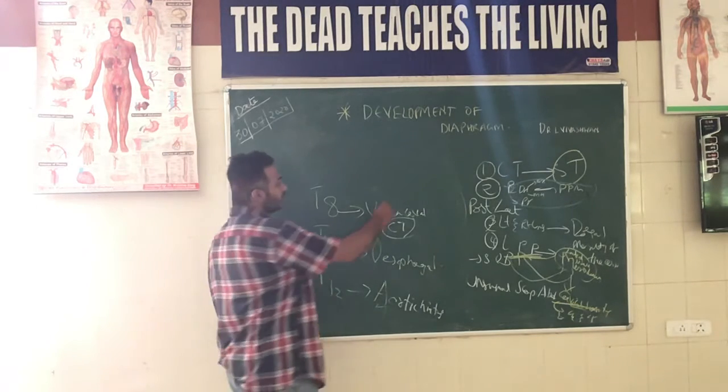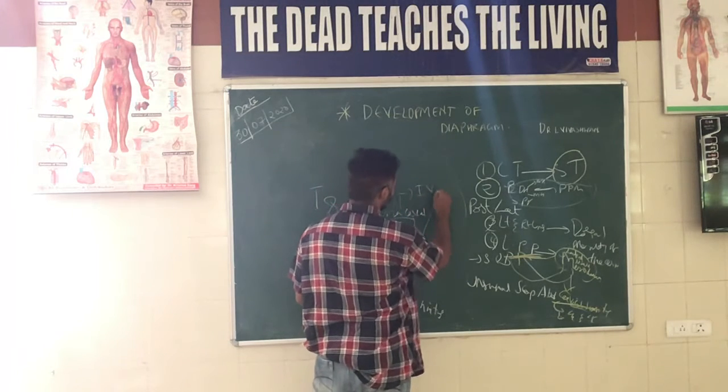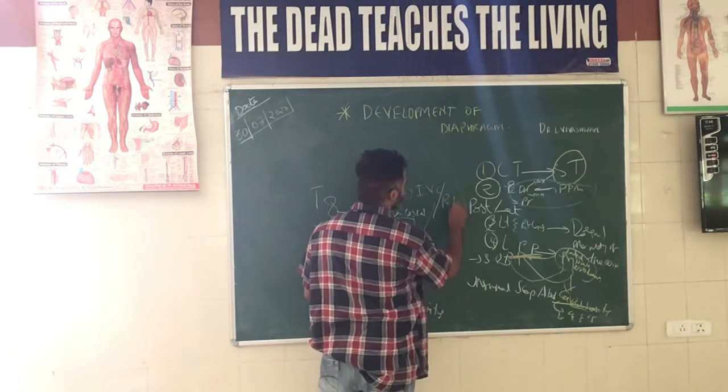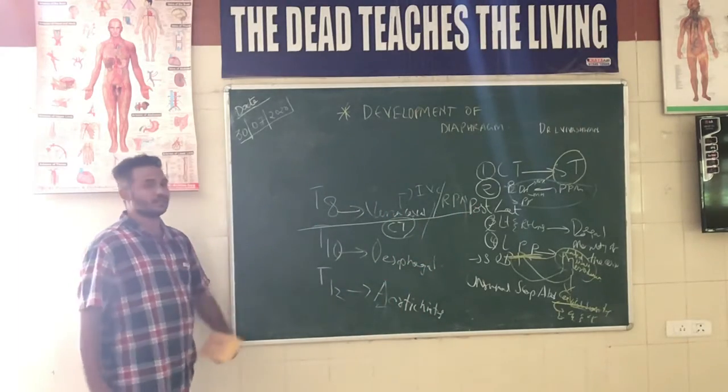The vena caval opening contains the inferior vena cava and some branches of the right phrenic nerve, which will be present in the vena caval opening.